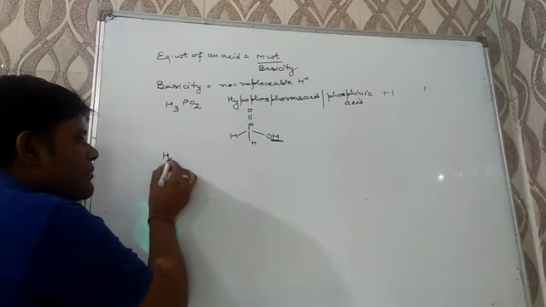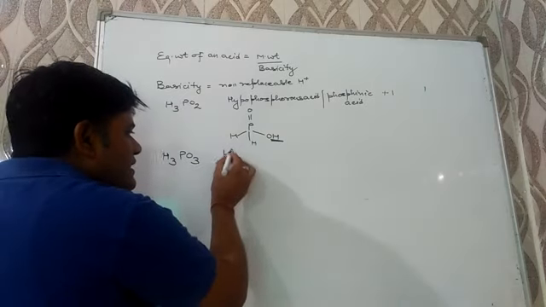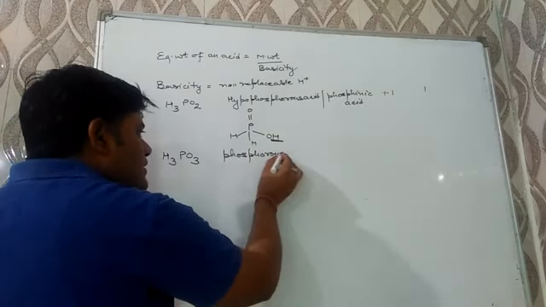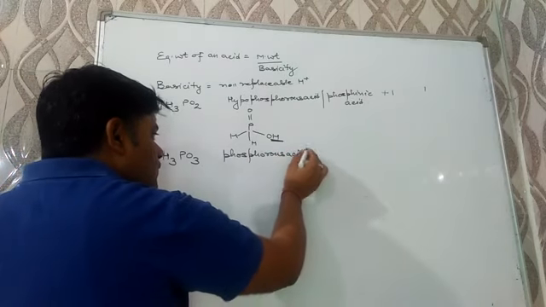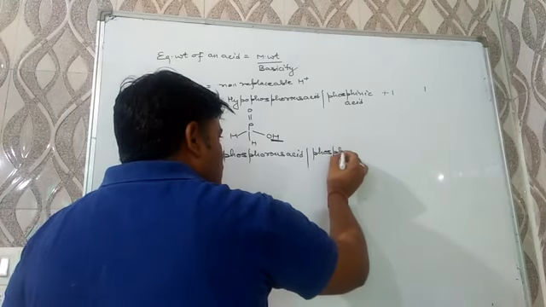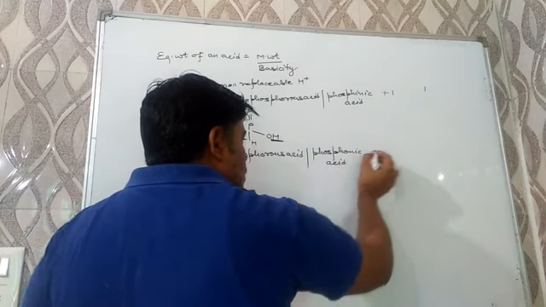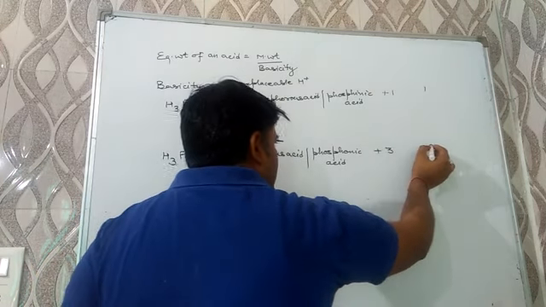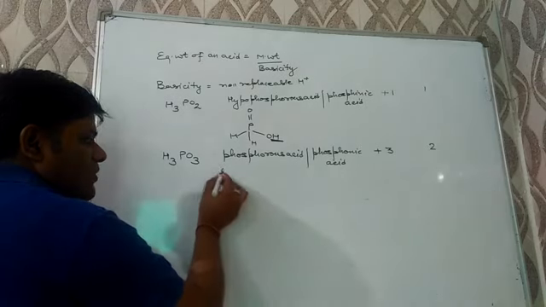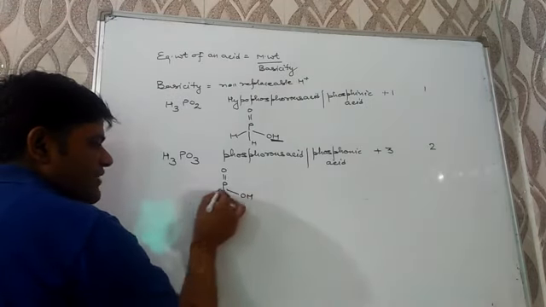Next one is H3PO3. Name is phosphorus acid or phosphonic acid. Oxidation number +3, basicity 2. Same way we can draw the structure. P double bond, 2 OH group are there. That's why it has 2 replaceable H.